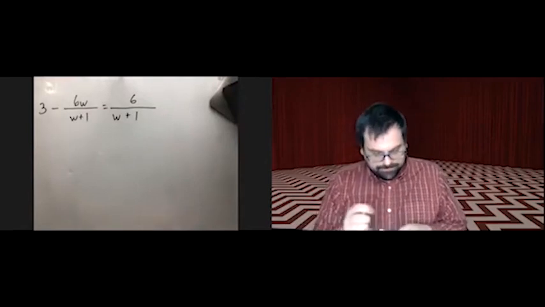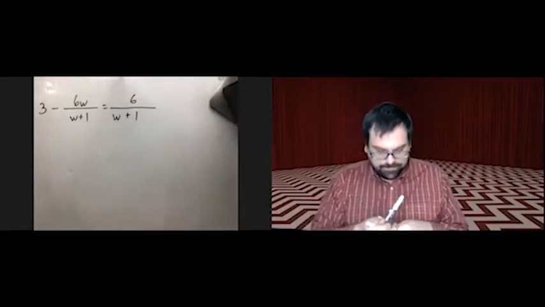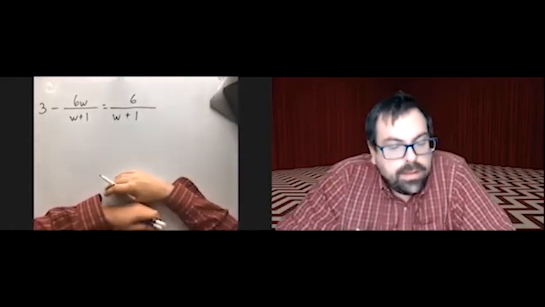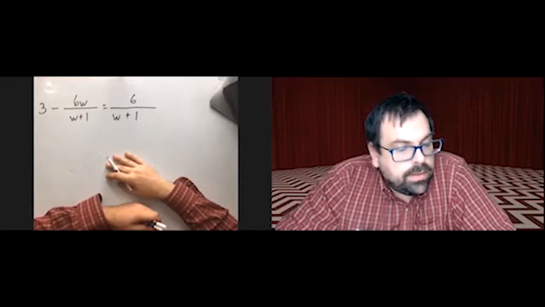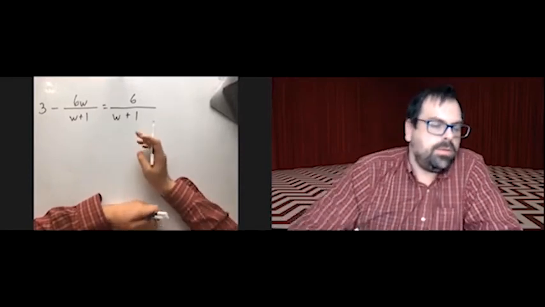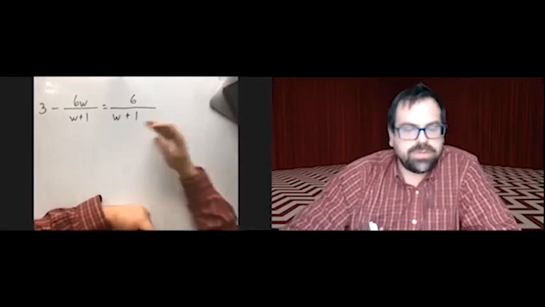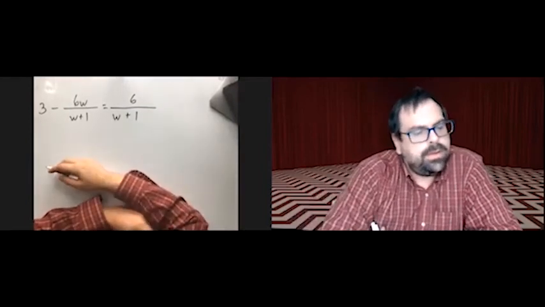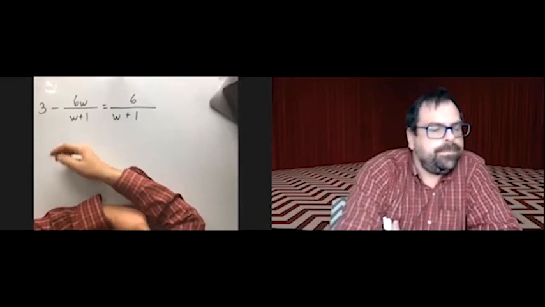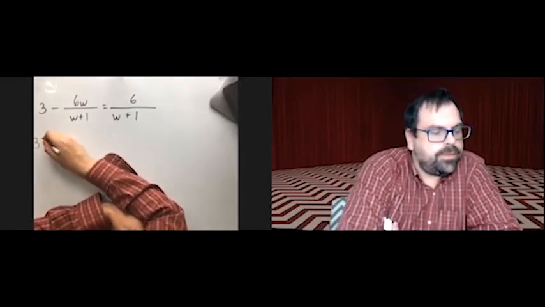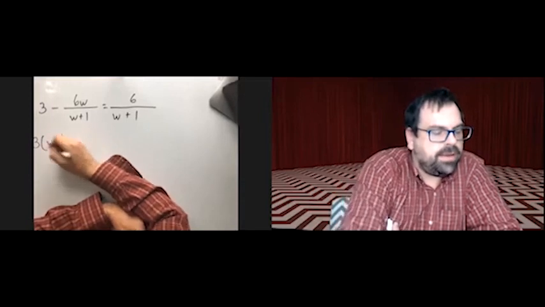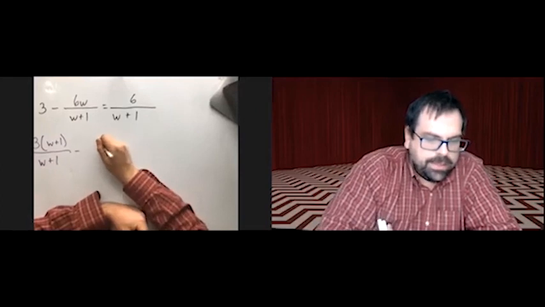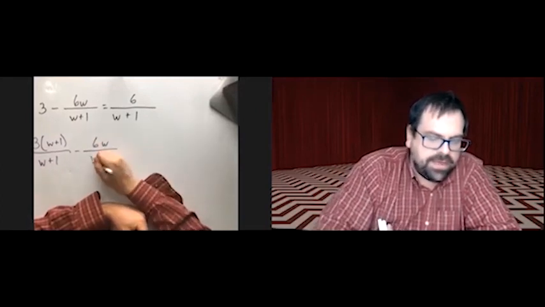Take a look at this one. Here, our method 1, where we would try to get fraction equals fraction, the 3 would have to be multiplied by w plus 1 over w plus 1, because everything else has a denominator of w plus 1.